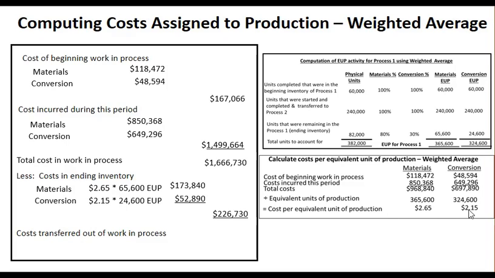Conversion cost, $2.15 per EUP, and the EUP for my conversion in my ending inventory showed 24,600 EUP of effort. So my total is going to be $52,890. So my ending inventory equals $226,730. So I take that and subtract that from my total cost of work in process. So the cost transferred out of work in process are going to be $1,440,000.